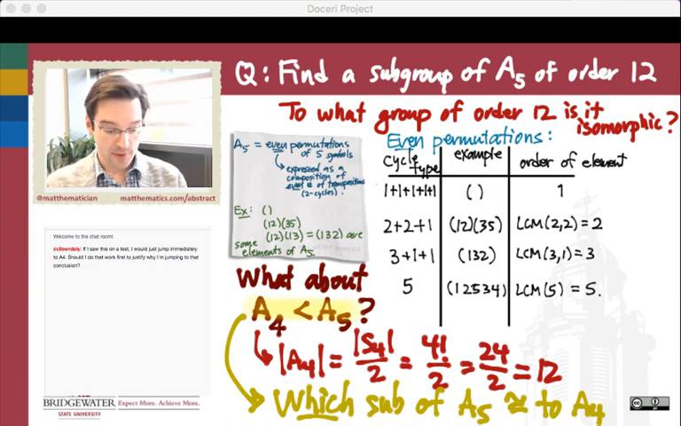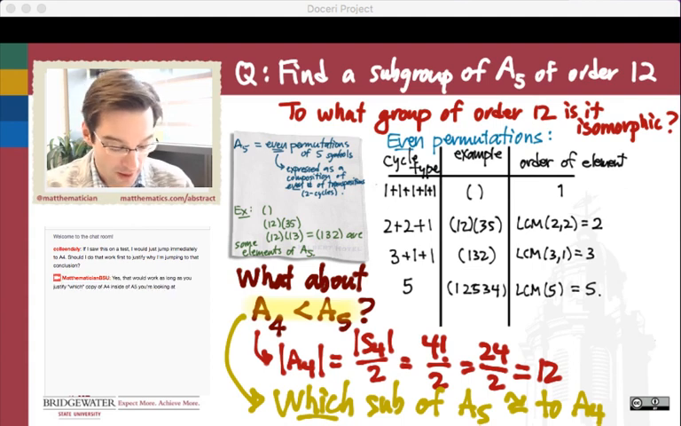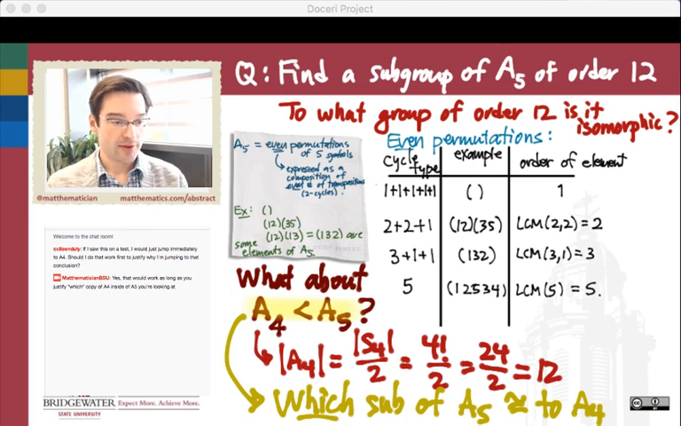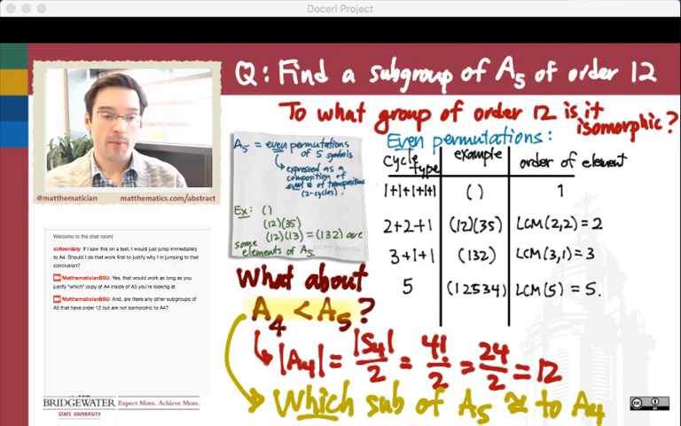And so my claim is, yes, that would work, as long as you justify which copy of A4 inside of A5 you're looking at. And then I also want to think about, are there any other possibilities? Any other subgroups of A5 that have order 12 but are not isomorphic to A4? So I want to talk about both of those things taken together.